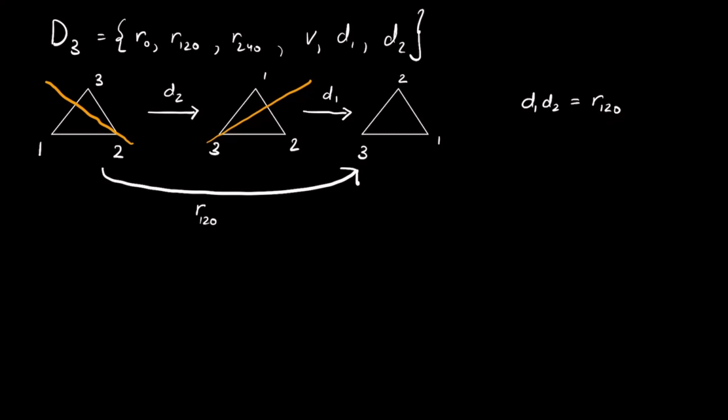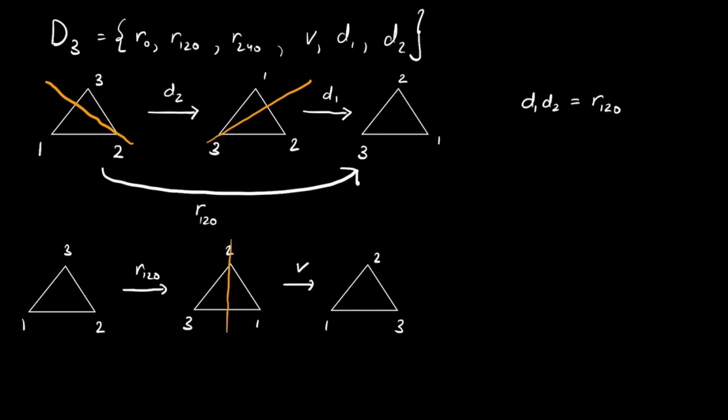Another thing to try is if you apply them in the other order, if you do D1 first and then D2 second, you'll get a 240-degree rotation. So we can try this for others. What if I take this triangle and first rotate it by 120 degrees counterclockwise, and then apply the symmetry V? What do I end up getting?